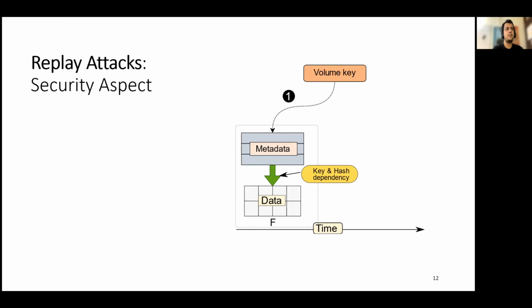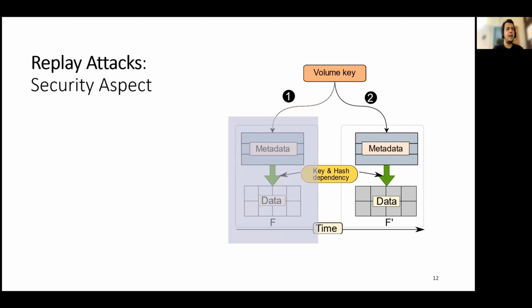Here, a secure file system volume consists of the data and the metadata in encrypted form. A user can mount the volume by providing the volume key. Let us suppose the user mounts the volume, changes the state of the volume to F, and unmounts the volume. Here, the volume key is used to decrypt the data and metadata while mounting, and to encrypt it while unmounting. Subsequently, the user mounts the volume again and changes the state from F to F dash and unmounts.